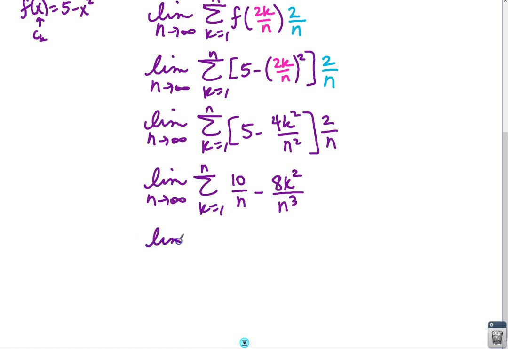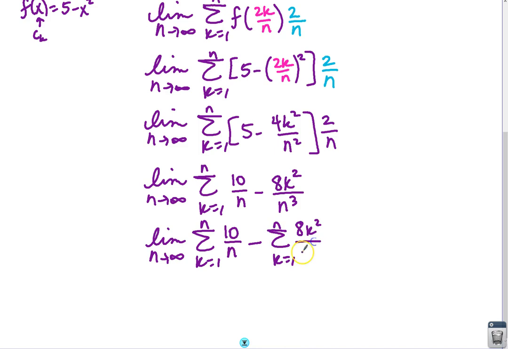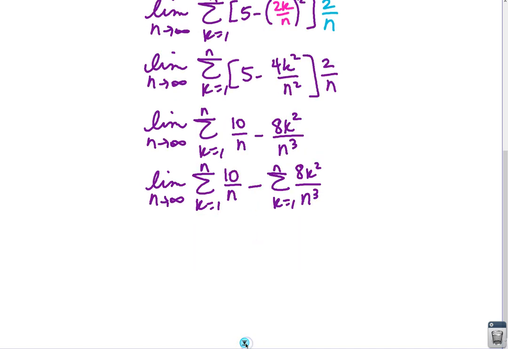So I've got the limit as n approaches infinity of the summation of k equals 1 to n of just 10 over n. Then I'm going to say minus the sum from k equals 1 to n of 8k squared over n cubed. So far I've taken these two things that are being subtracted and split it up into two sums. Now I'm going to further use my summation rules here. I have the limit as n approaches infinity. This has no k in it, so that must mean this is a constant. So I'm going to bring it out front.